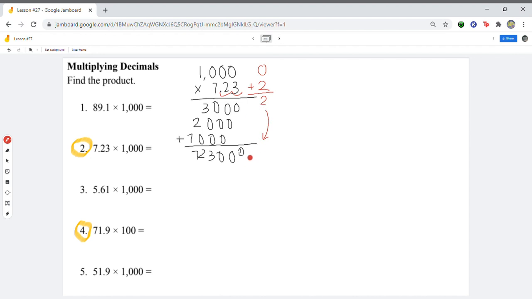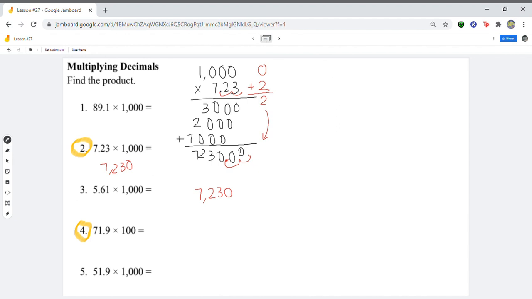So now we have 2. I'm going to take the decimal point here, and I'm going to move it to the left twice. 1 and 2. So your decimal point should be here, and your final answer should be 7,230. That might have been confusing, so I'm going to go over number 4 as well.